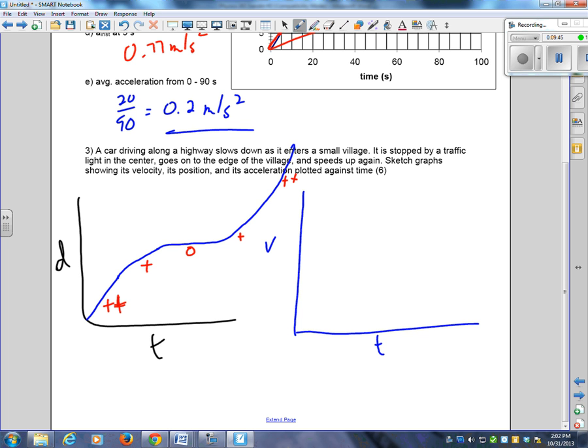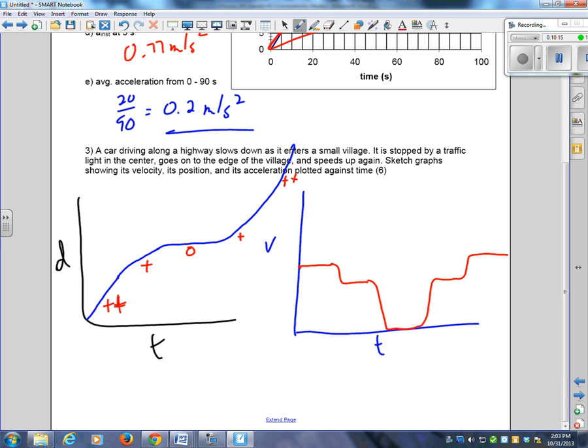We have to graph those values. Positive, positive is going now. Is it constant positive, positive? Like, is it moving at a constant speed? Yes. How do you show constant speed on a velocity time graph? Flat. And then it slows down to a constant speed, and then it goes down to 0, and then it speeds up, and then it speeds up again.